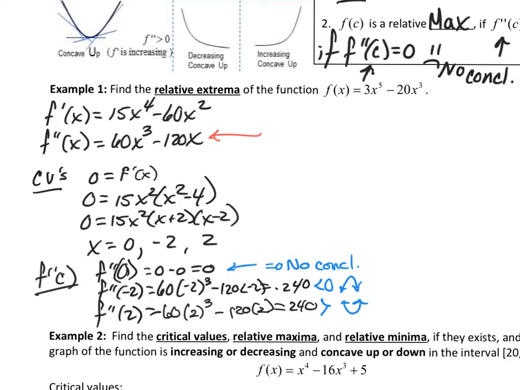Now, we do need to show how we know these are critical values. And so we're going to go back and add this first derivative sign chart, negative 2, 0, 2.